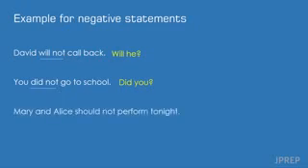We take a look at the last sentence which reads, Mary and Alice should not perform tonight. You can see that once again the original statement is written in a negative form because the auxiliary verb should has the word not beside it. Therefore, we need to write the positive auxiliary verb and follow it with the appropriate pronoun. Since Mary and Alice is in third person plural, we use the pronoun they as part of the question tag. This means our question tag will become should they?